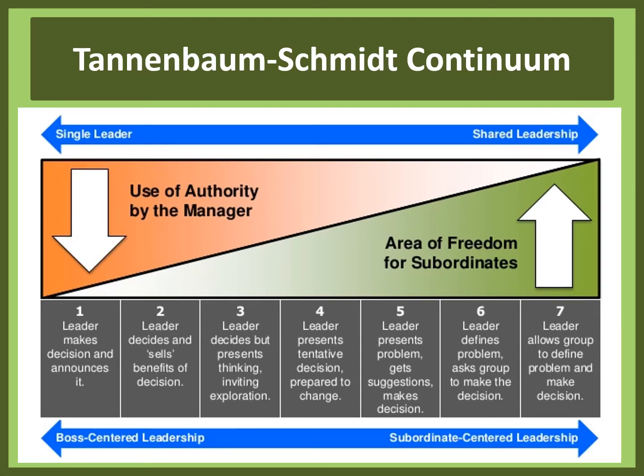In this video we will be looking at Tannenbaum and Schmidt's continuum theory. Tannenbaum and Schmidt came up with and identified 7 leadership styles. They run in a continuum, from rigid authority, which you can see at number 1 on the left, with the arrow pointing downwards where it says use of the authority by the manager, to full freedom, which is level 7, the area of freedom for subordinates.